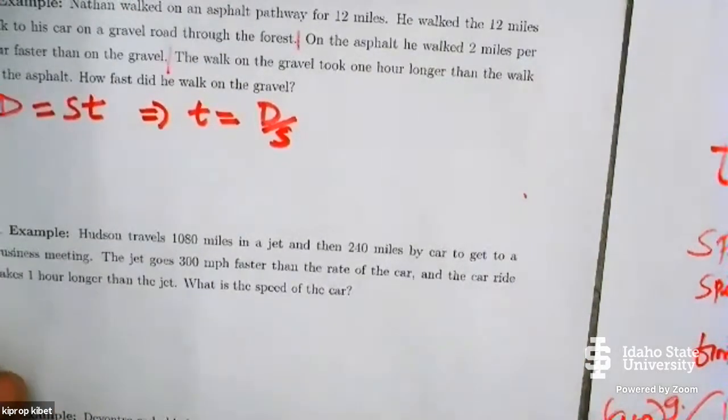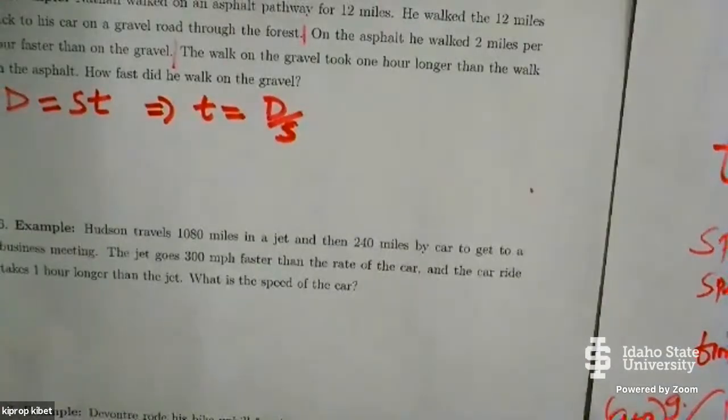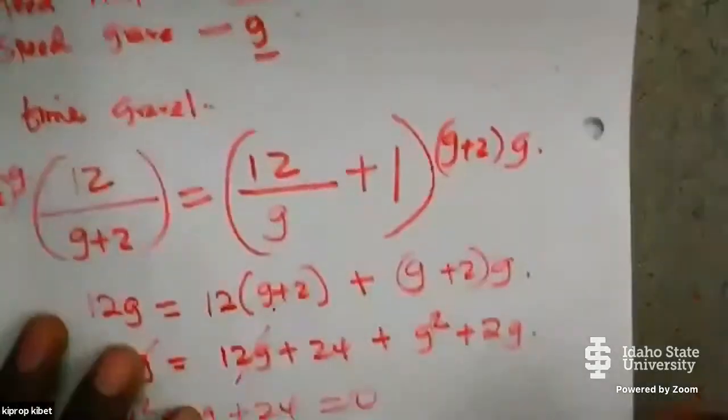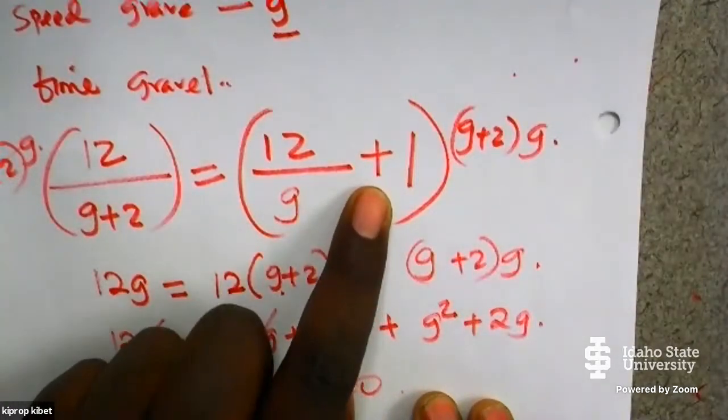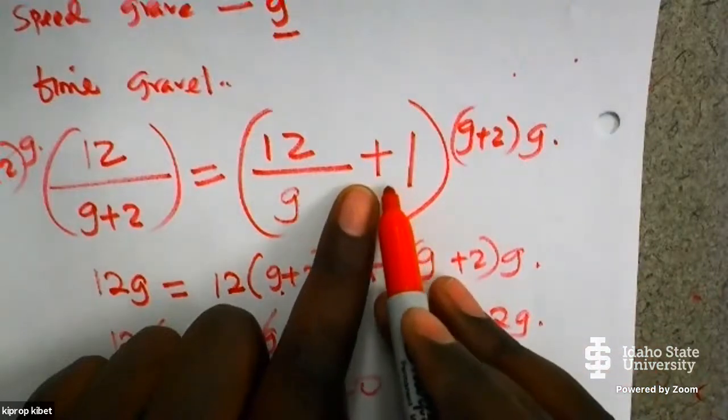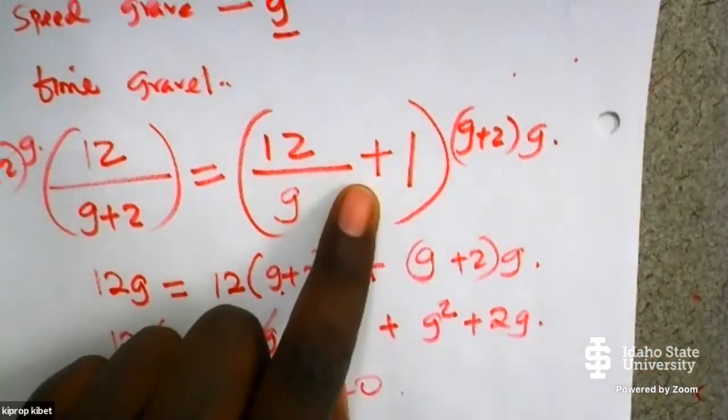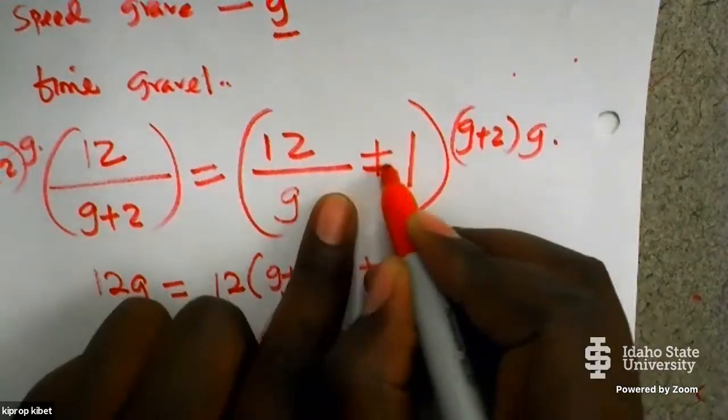Oh, this is where we are going wrong. We are not adding here on the gravel, we should be subtracting, because if we add, it will be extra. You get my point? So we should be subtracting here.